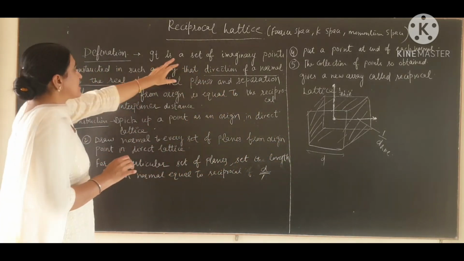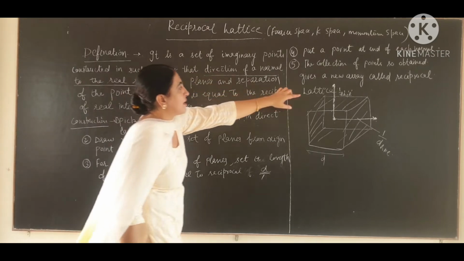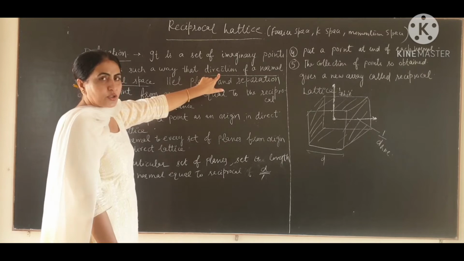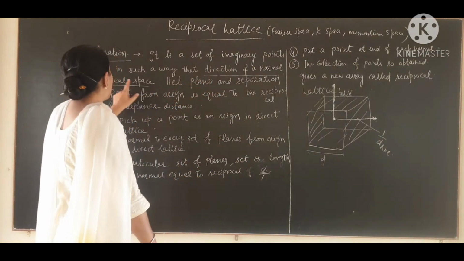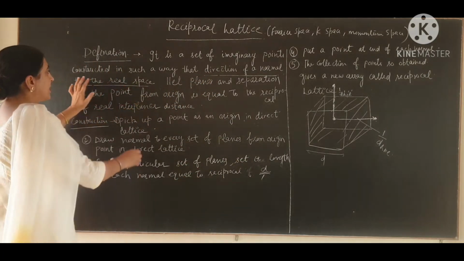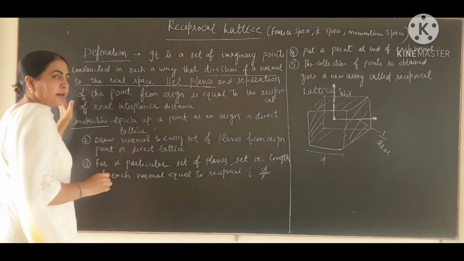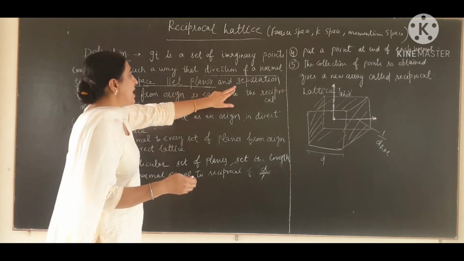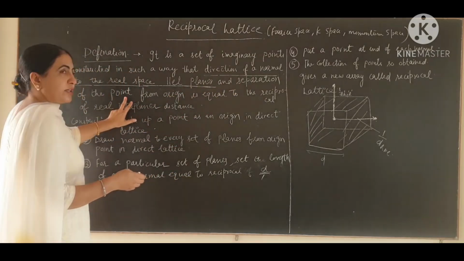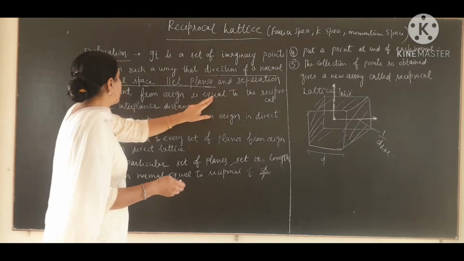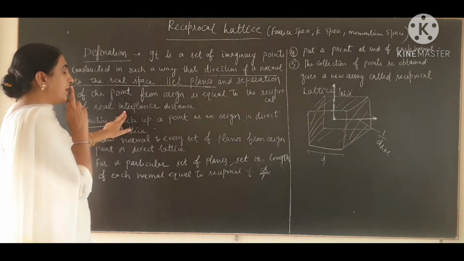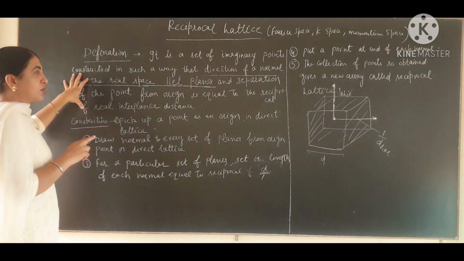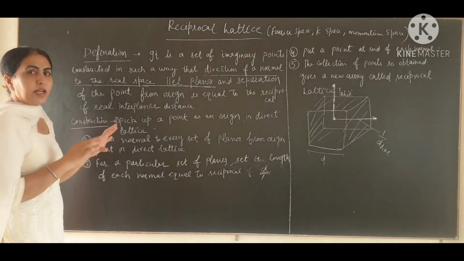So this is a set of imaginary points. Set of imaginary points constructed in such a way that the direction of the normal drawn to the real space parallel planes, real space means direct lattice, is the direction of the normal to the planes, and the separation of the point from the origin is equal to the reciprocal of the real interplanar distance. Clear? So this is the definition of reciprocal lattice.